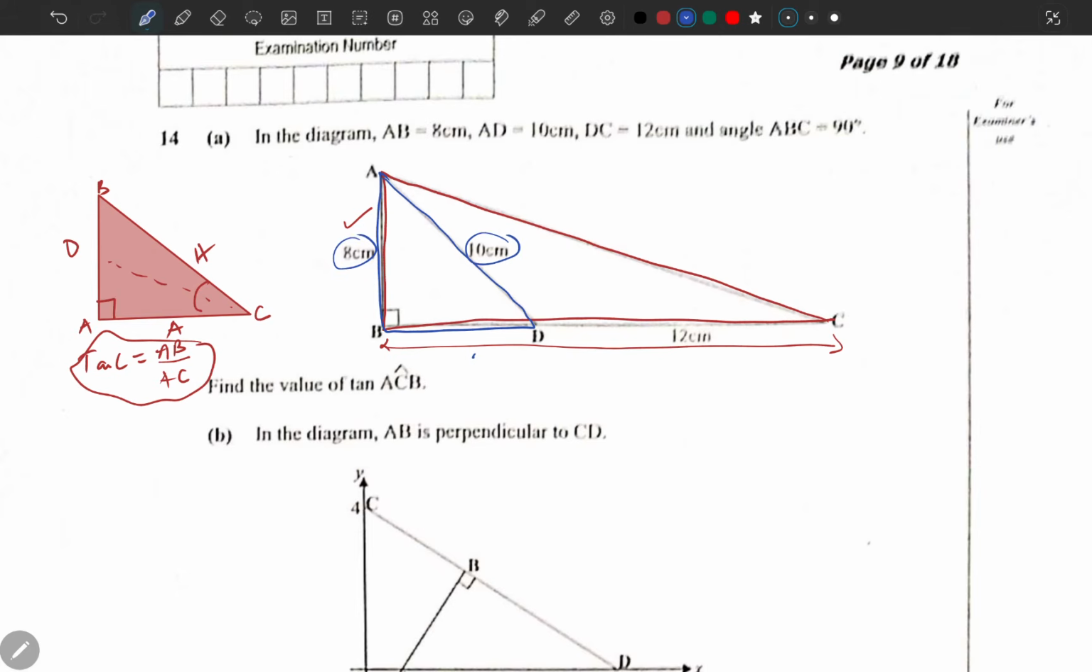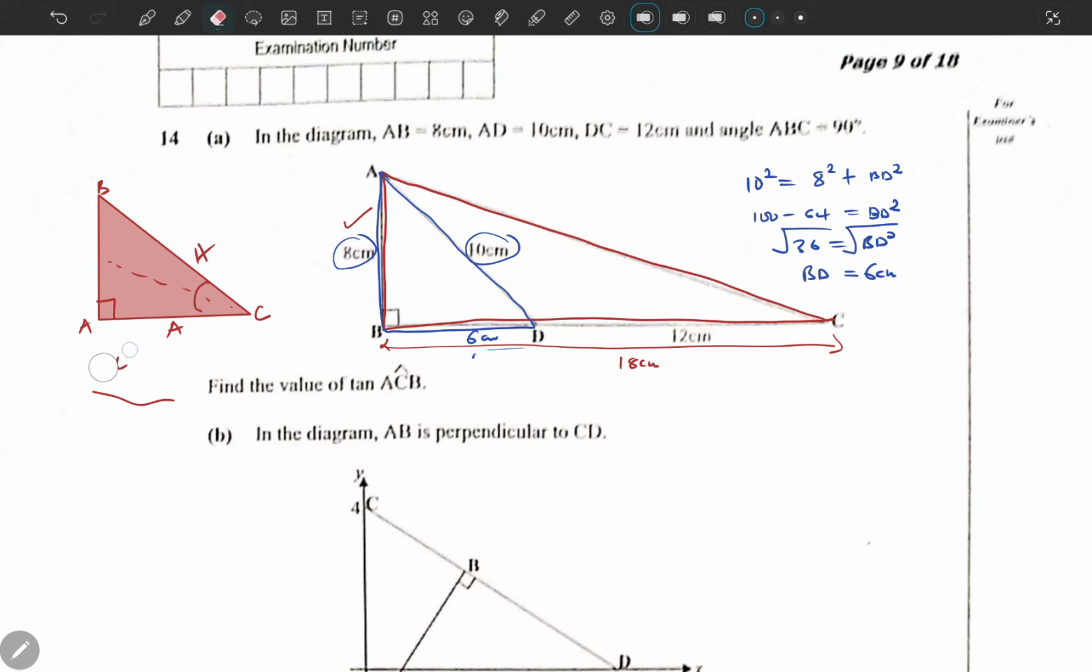So let's do that. Of course, from Pythagoras theorem, we start with the longest side, so 10 squared is equal to 8 squared plus, well, let's just call it BD squared. This will give us 100 minus 64 equal to BD squared. This will give us 36 equal to BD squared. Square root, BD is 6 centimeters. Meaning the whole side has now become 18 centimeters. Meaning from the diagram here which I drew, let me just draw it again.